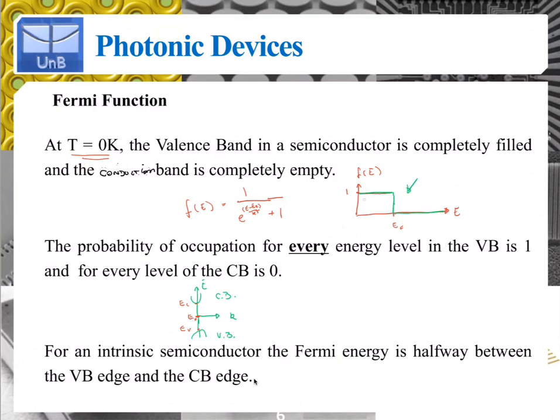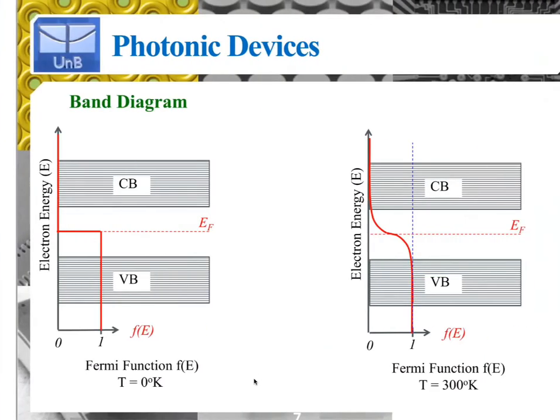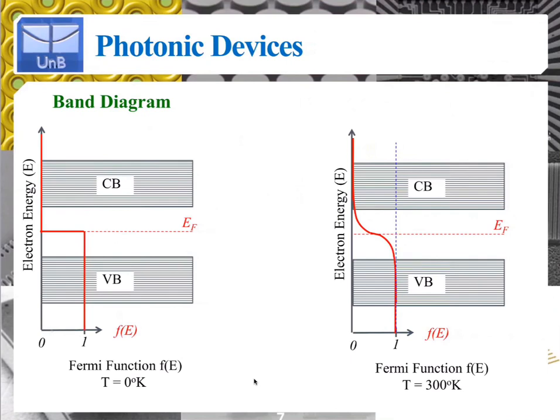Now we can superimpose this graph, f of E as a function of energy, onto the band diagram. And this is what we get, right? So right here on the horizontal axis, you have f of E, and energy grows upward in the vertical direction. And this corresponds to the Fermi function for T equal to 0 K. As you can see, the probability of occupation of every state in the valence band is 1. Therefore, you have a 100% probability of occupation here, and the probability of occupation of every state in the conduction band is 0, in accordance with what we have discussed.